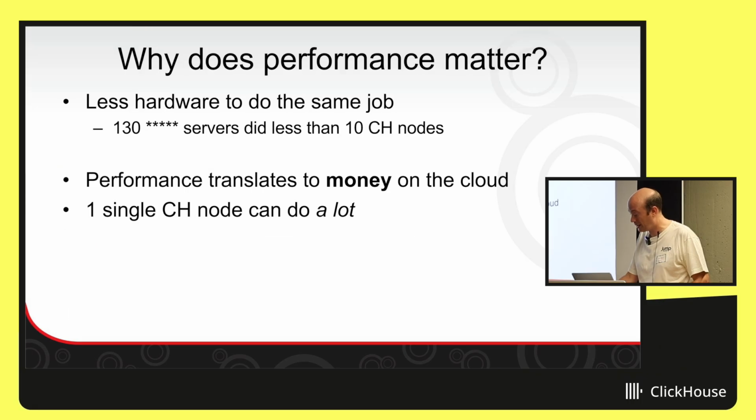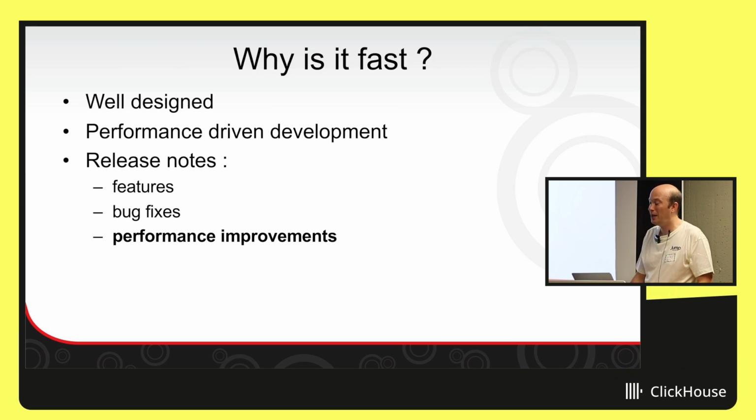Okay. Performance matters because, of course, performance these days translates to money on the cloud, right? One ClickHouse node can do a lot. One of the projects we had replaced 130-something nodes with 10 ClickHouse nodes. So it gives you an idea of how efficient it is. Why is it fast? Because it's well designed. Especially what I like is that it's performance driven.